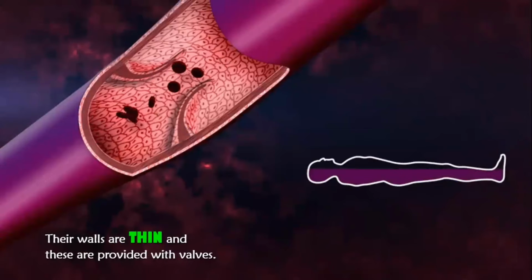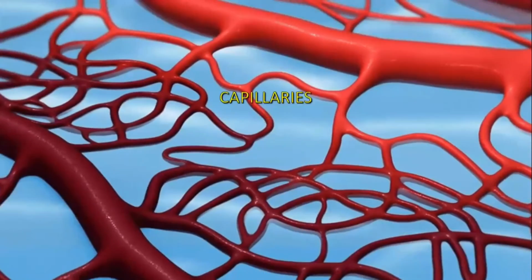Walls of veins are very thick. Walls of veins are very thin and they are provided with valves. Okay, valves, why valves? Matlab, when it bahar jata hai, that time the outlet closes. It's like the air passage of a bicycle tire. You have to press the air with the filler and then the air goes in and then we remove it, automatically it closes. That's called a valve.